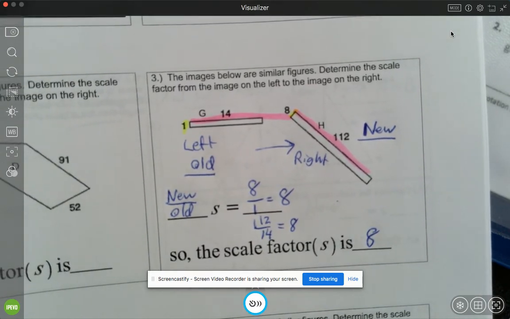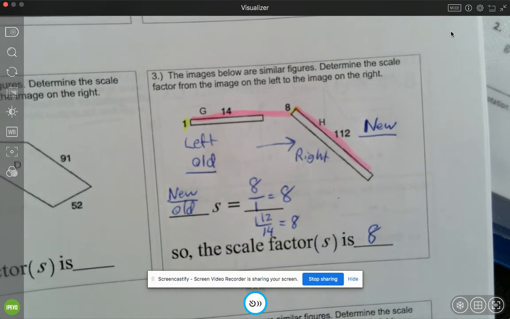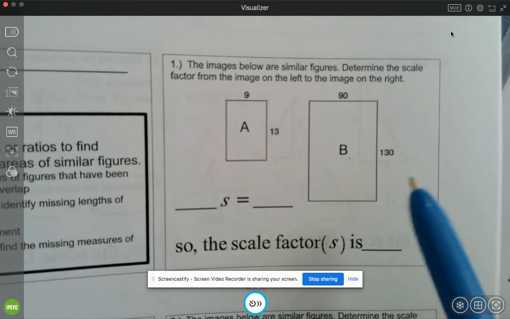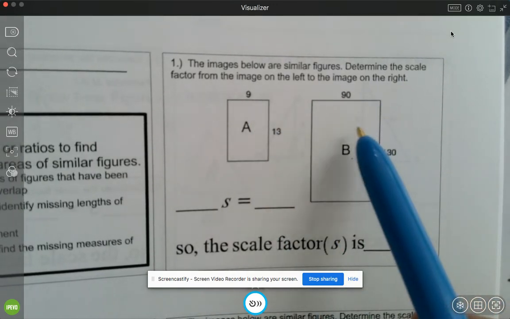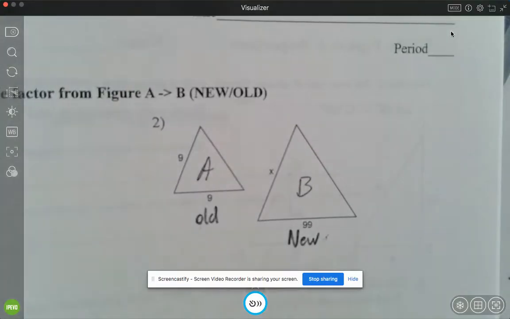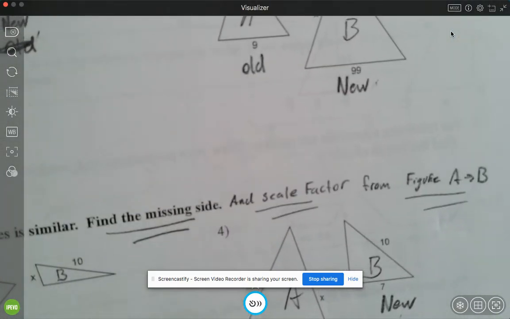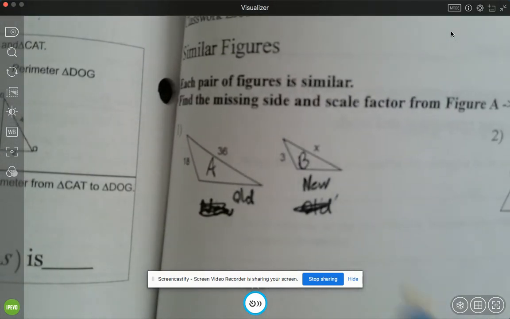Again, just pay attention to the wording when you're looking for new and old, when you're following the formula. Like number 1, it wants you to determine the scale factor on the left image to the right image. So left to right, this would be your new, and this would be your old. On the next page, the next set on page 23, 1 to 6, I definitely gave you a very simple set of questions here because it tells you which ones are new and old.